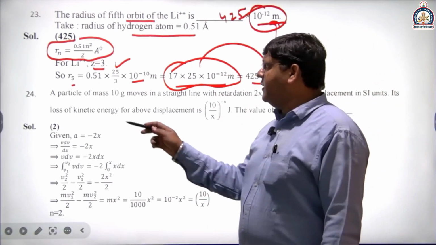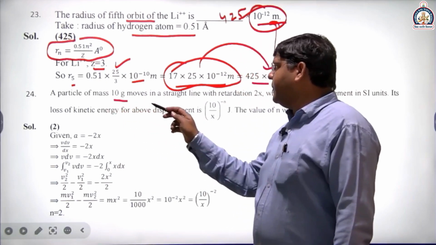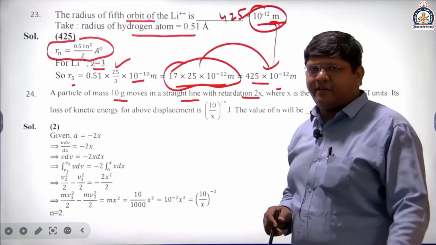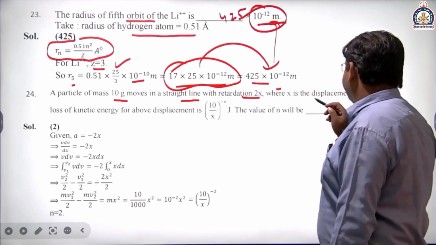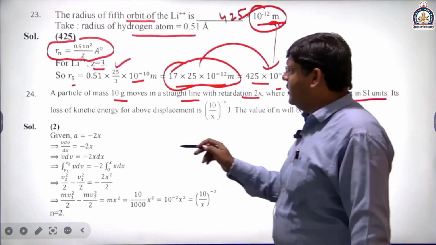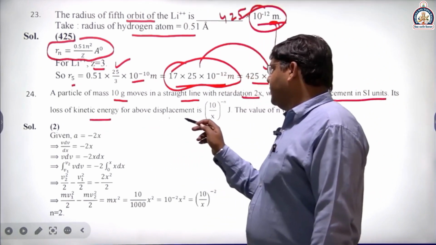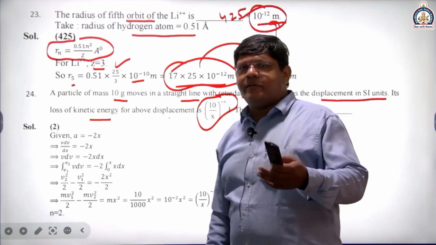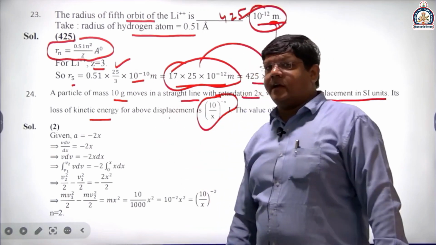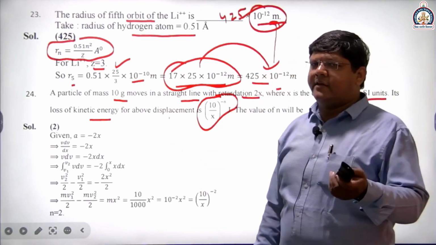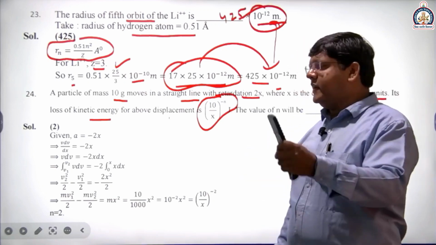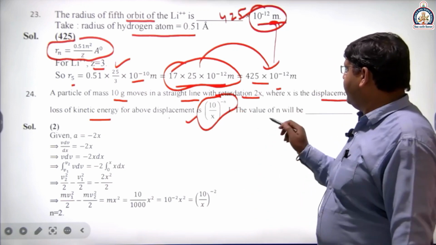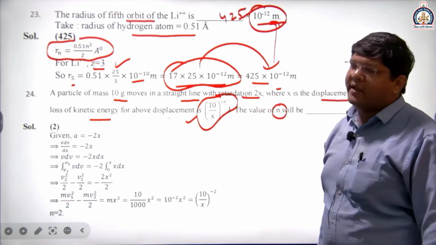Moving to the next part. A particle of mass 10 gram moves in a straight line with retardation 2x, where x is the displacement in SI units. Retardation is opposite to acceleration. Its loss of kinetic energy for the displacement is given. When an object is in retarding mode, it loses its kinetic energy, because its velocity decreases. The loss of kinetic energy is given in this format, and we have to calculate the value of n.